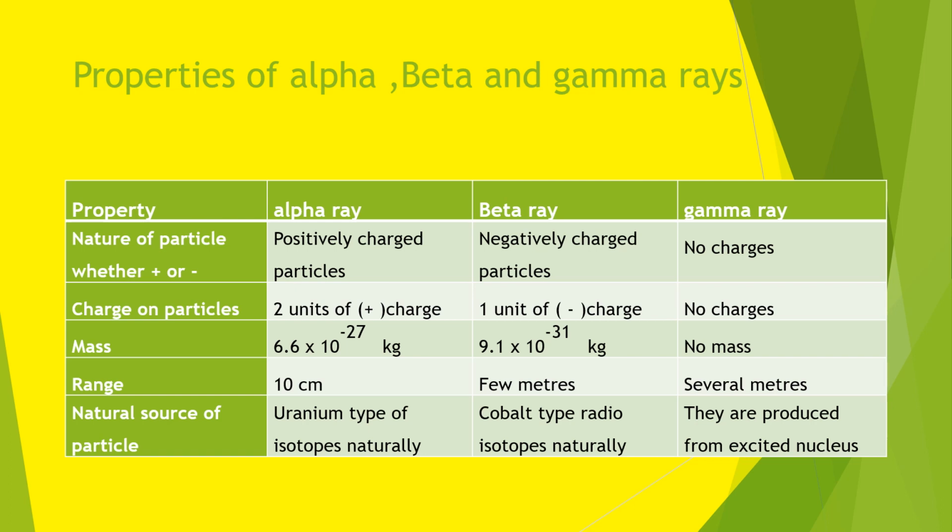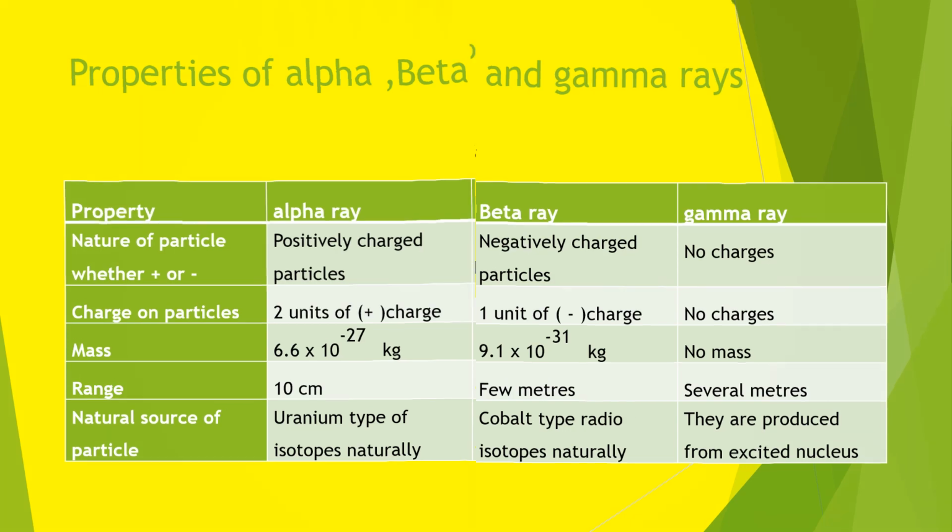The natural source of the particle: alpha rays mostly come from atoms with atomic number more than 82. Beta rays come from radioisotopes, which occur naturally. Gamma rays are produced from an excited nucleus.